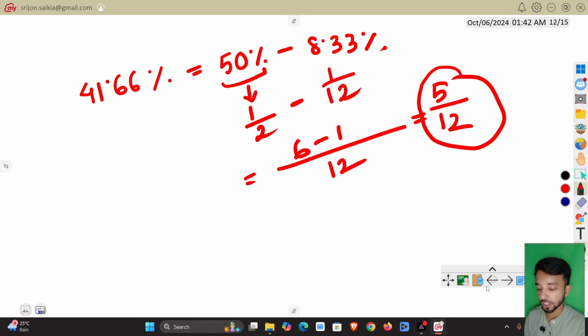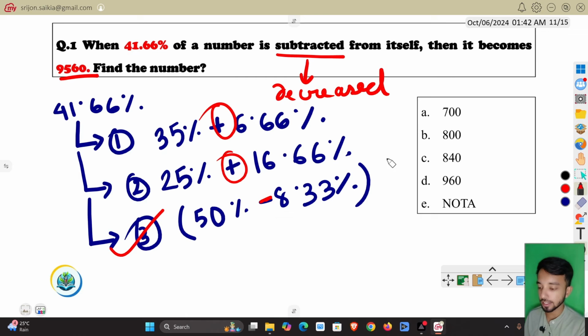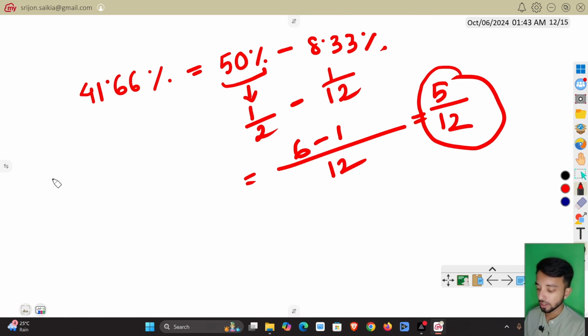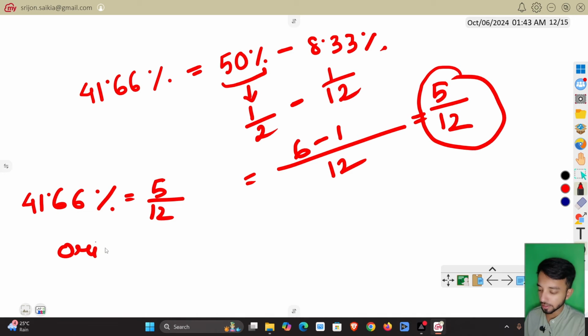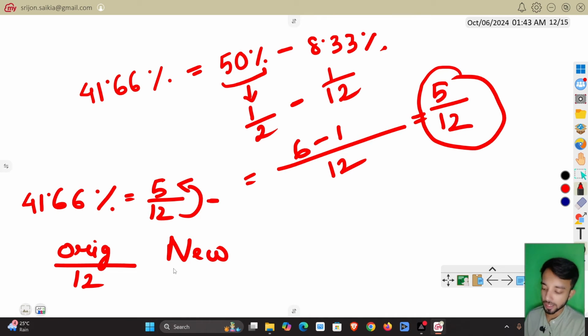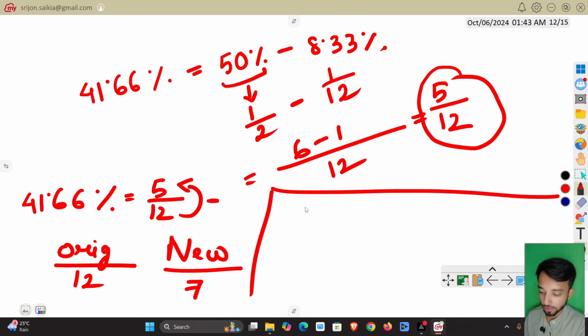What was written in the question? It was written that 41.66% of the number is subtracted. That means decrease. Till now, we have discussed the increase thing. Now we are discussing subtracting, that is the decrease thing. Same as in the previous question, 41.66% is equal to 5 by 12. Original number is 12. New number is 12 minus 5. This time it will be minus. 12 minus 5 is 7.